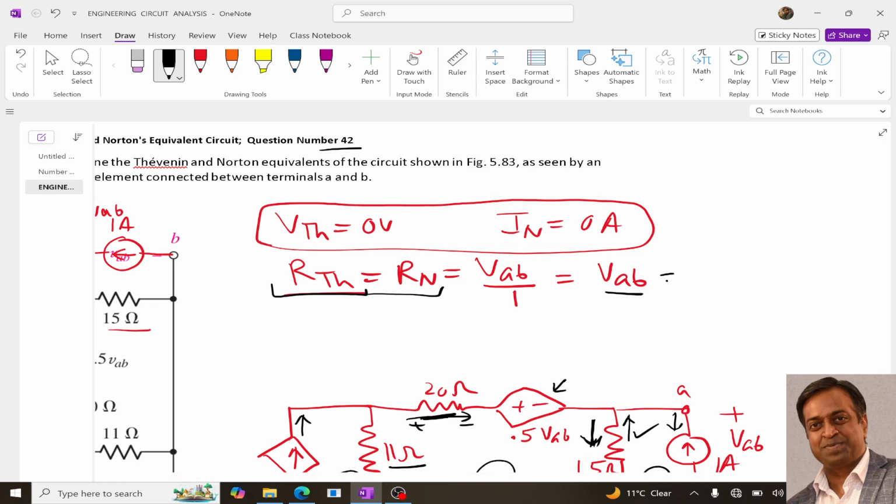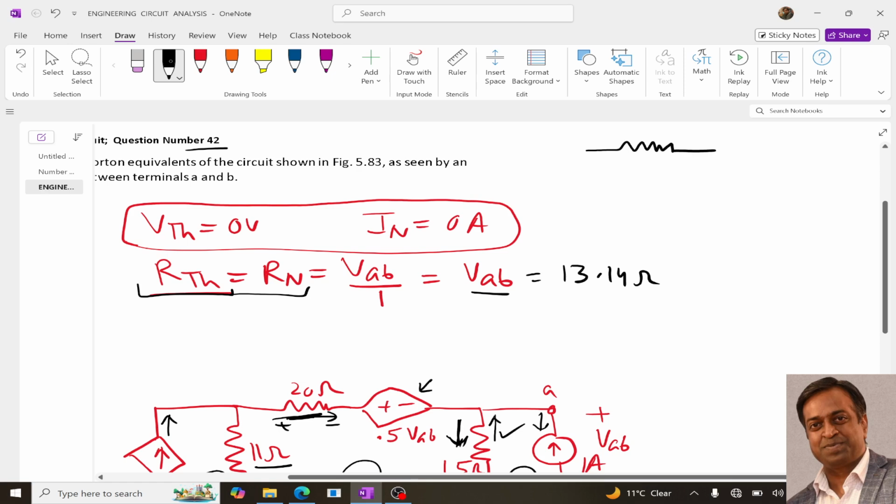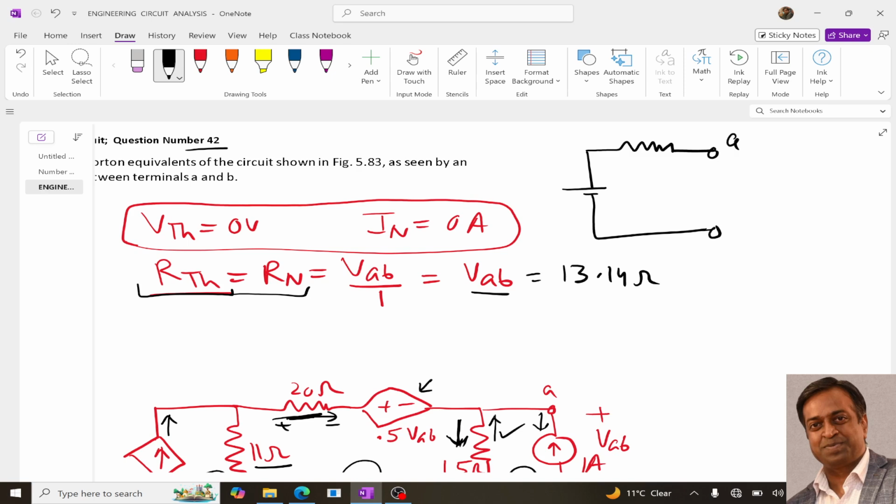So going up, we already determined that RTH, which is equal to RN, is equal to VAB. Since the VAB value that we obtained is 13.14, it will be 13.14 ohm. So now if I want to draw the Thevenin equivalent circuit, we know that the Thevenin equivalent circuit is like this. This is the AB terminals, this is RTH, and this is VTH, right? So RTH is 13.14 ohm and VTH is 0 volt. Or simply we can remove this voltage source, because VTH is 0, it means short circuit. So simply we can draw the Thevenin equivalent circuit like this.